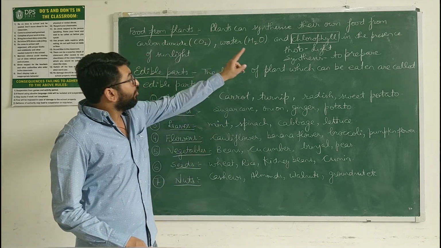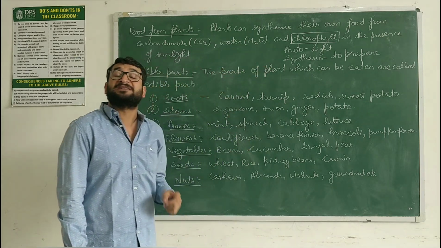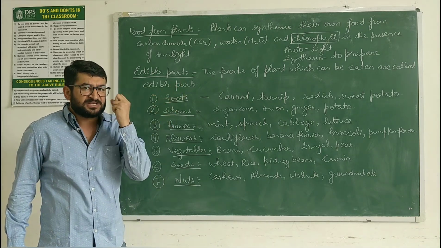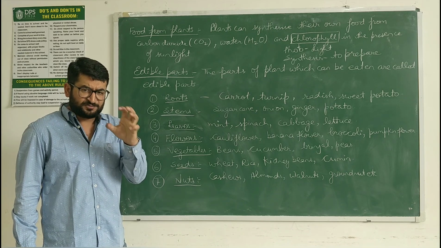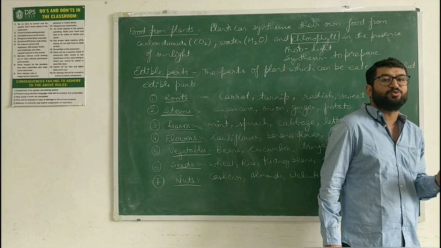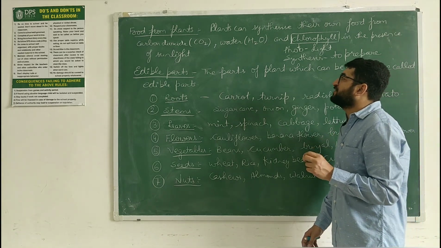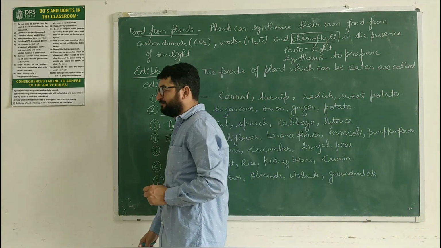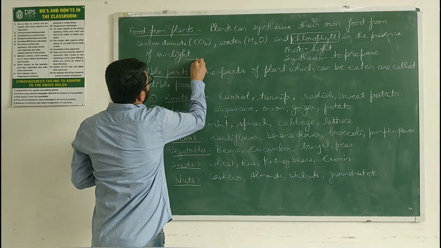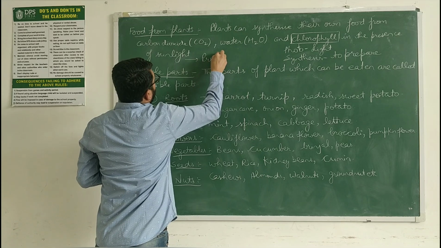So, chlorophyll is a green color pigment present in the leaves. This pigment traps the sunlight. This pigment holds the sunlight and then that sunlight is used to form chemical energy, to form food. So plants perform photosynthesis, that's why plants are known as producers.